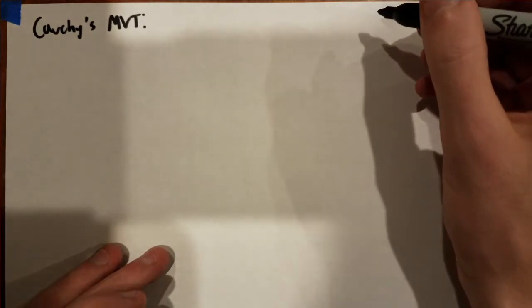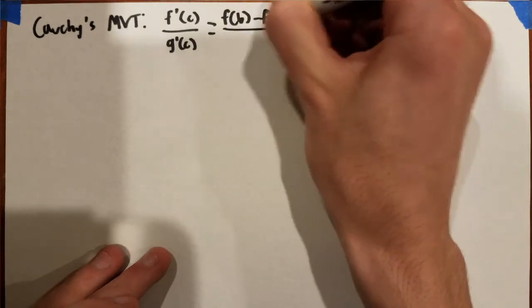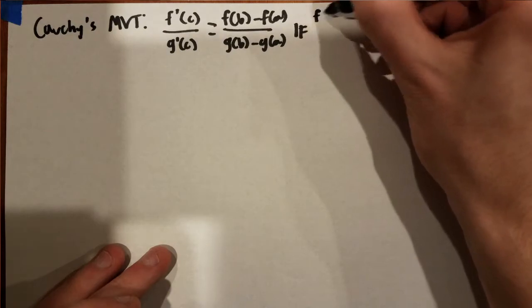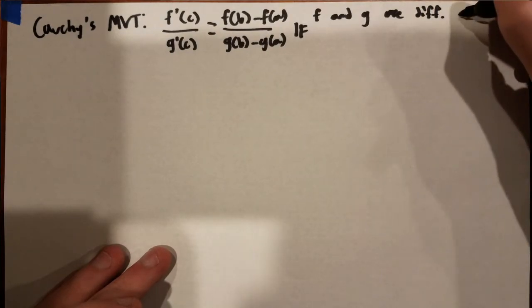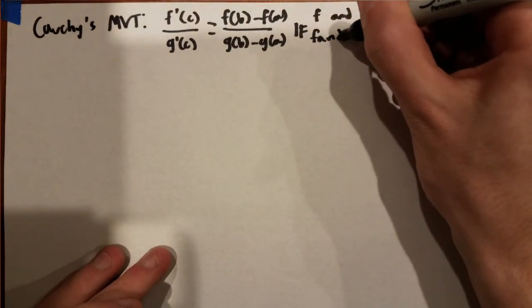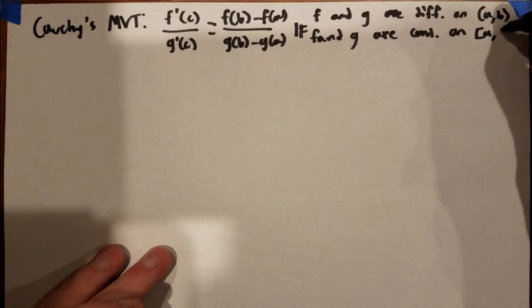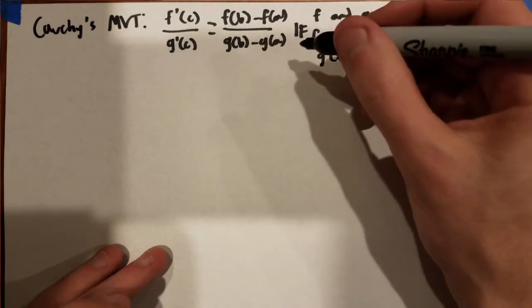What Cauchy's mean value theorem says, also called the general mean value theorem, is that f prime of c over g prime of c equals f of b minus f of a over g of b minus g of a, if both f and g are differentiable on the open interval (a, b), f and g are continuous on the closed interval [a, b], and then g prime of x cannot be equal to 0, so we don't have any divide by 0 errors.